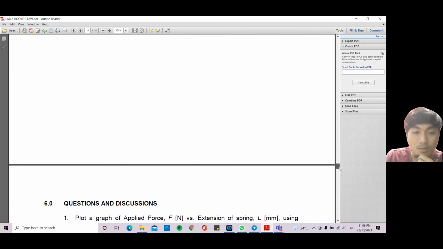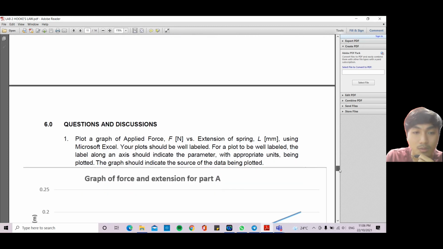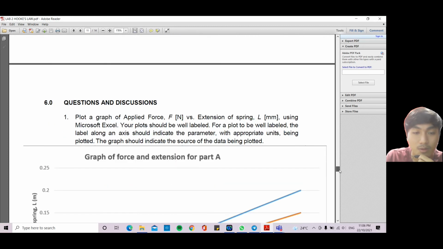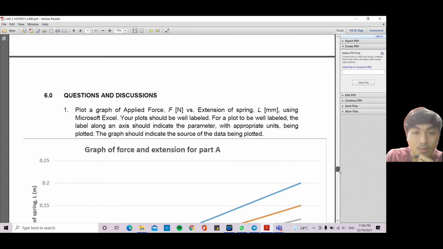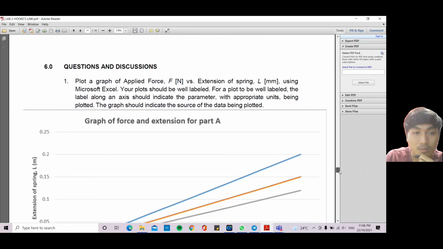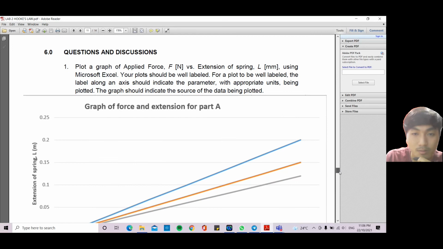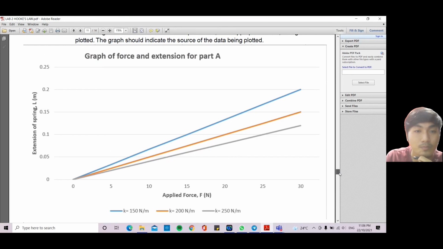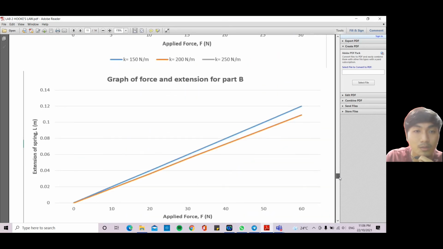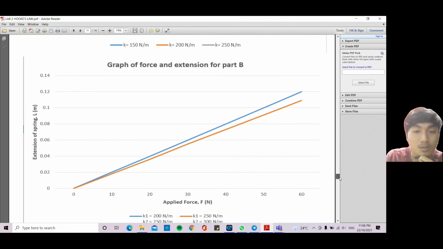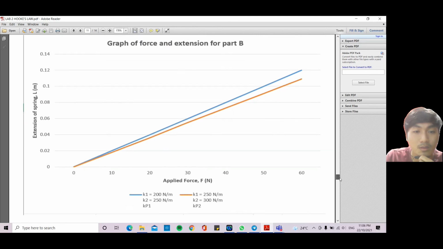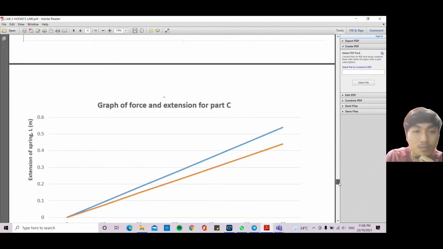Okay, and for the questions in the discussion, we plotted a graph and we got the results for the three parts as well. So this is the graph for part A, and this is for part B. Okay, and last is part C.